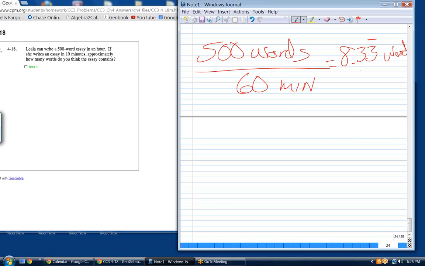So if she can write 8.33 words per minute, how many words is she going to write in 10 minutes? When we multiply 8.33 by 10. In other words, we took this ratio and converted it to words per 1 minute. She writes 8 1/3 words every minute.